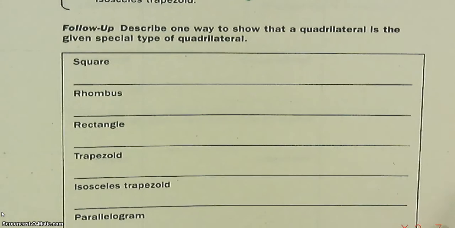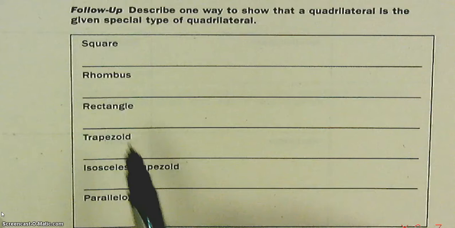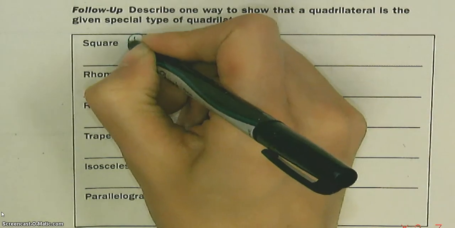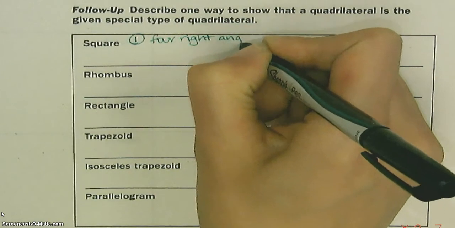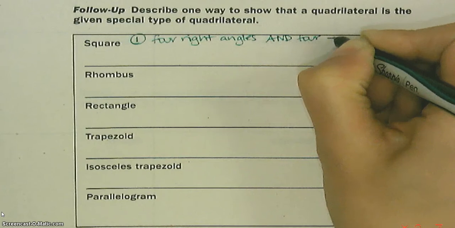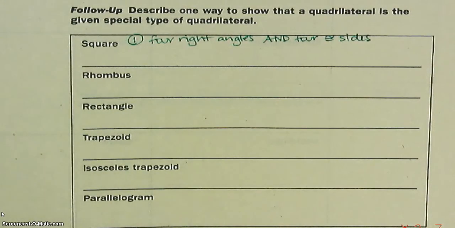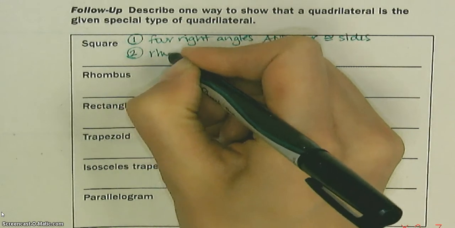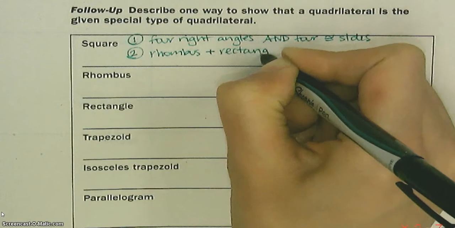The follow-up says describe one way to show that a quadrilateral is a given type of quadrilateral. All right, so how to show that any quadrilateral is a square? Well, one way is you have to see 4 right angles and 4 congruent sides. That's one way. All right, another way is for you to see if it's a rhombus and a rectangle.